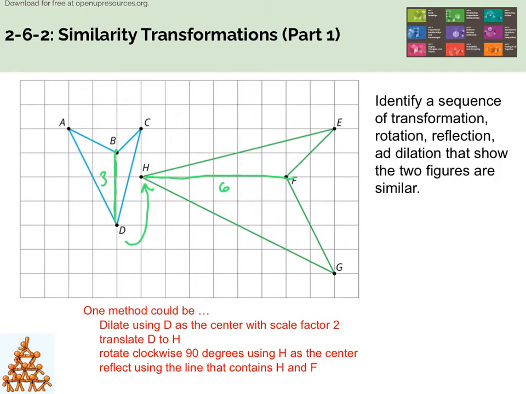I can rotate 90 degrees clockwise, so to the right, using H as my center point, and then I can reflect the line, kind of reflect it to make it so it matches itself. So this is a sequence of transformations. I can go ahead and make it similar.